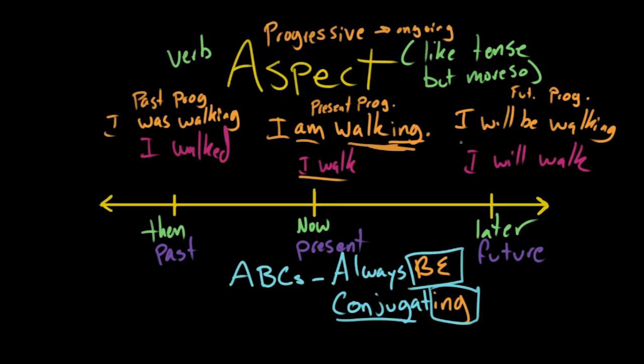So no matter whether or not it's happening in the past, it's still I was walking. So the part that changes is the be, is the verb to be. I was walking, I am walking, I will be walking. The part that doesn't change is the walking. And that's how you express that something is ongoing, that something is continuously happening in the telling of the story.